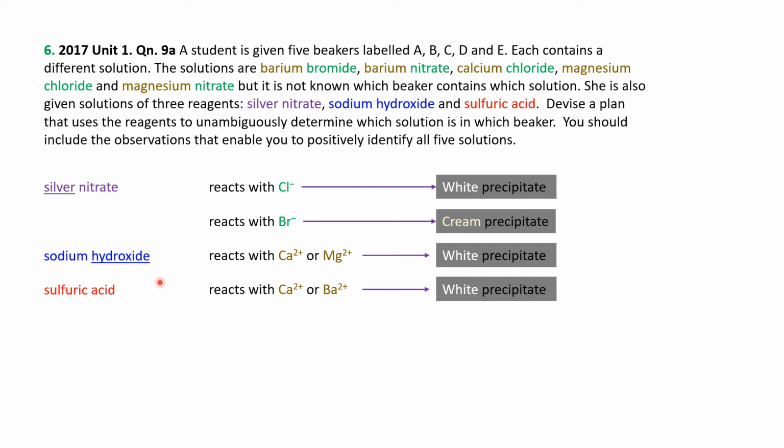So our 3 tests are just essentially going to distinguish between different solutions based on the solubility of the particular ionic compounds formed when either silver, hydroxide or sulfate go with barium, calcium, magnesium, or bromide or chloride. Nitrates, of course, always spectator ions when it comes to ionic reactions.